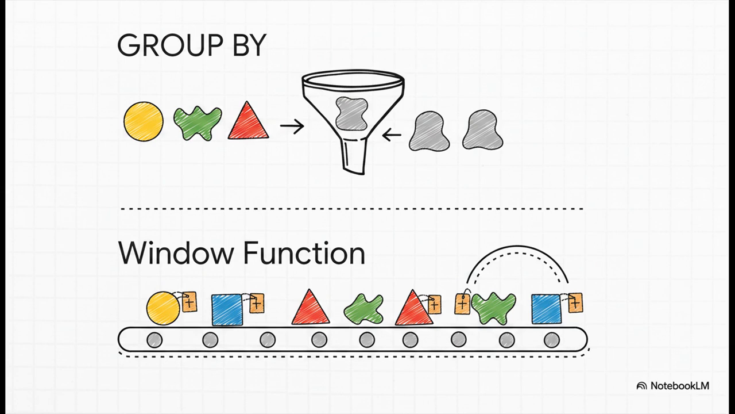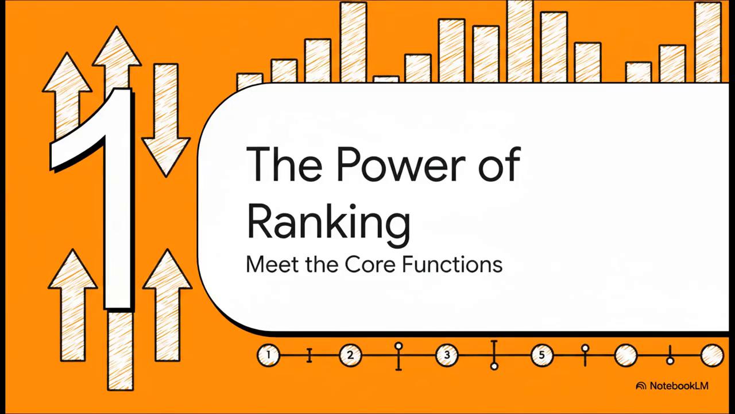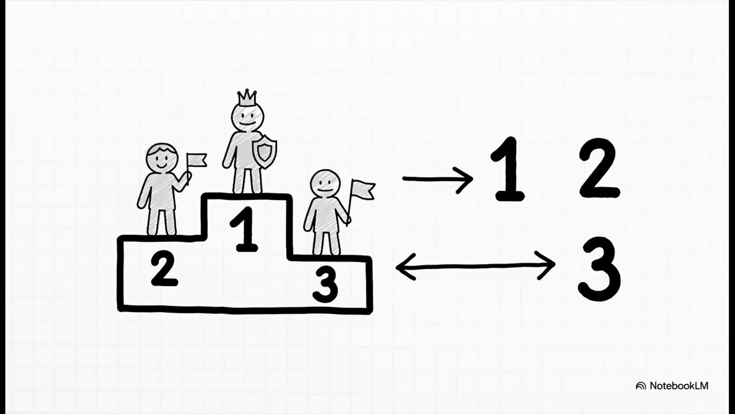That difference is everything. Okay, let's get our hands dirty and start with what is probably the most common use for window functions, ranking stuff. First up is ROW_NUMBER. Think of this as your most basic, straightforward ranking tool. It does exactly what it says. It gives every single row a unique number in sequence. 1, 2, 3, 4. No ties, no gaps. It's perfect for a simple leaderboard.